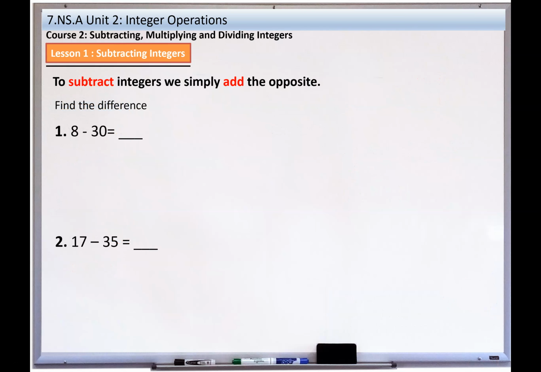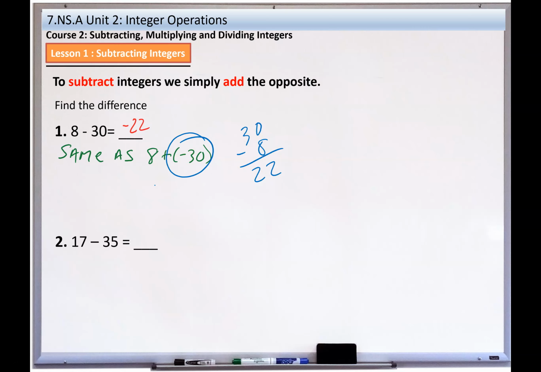Okay, so let's practice a few more. 8 minus 30. Remember, we're going to add the opposite. So it's really 8 plus negative 30. So we see we're more negative. Our signs are different. We're more negative. So it's going to be 30 minus 8, which is 22. The absolute value of negative 30 is greater than the absolute value of 8, so we can say we're more negative by 22.